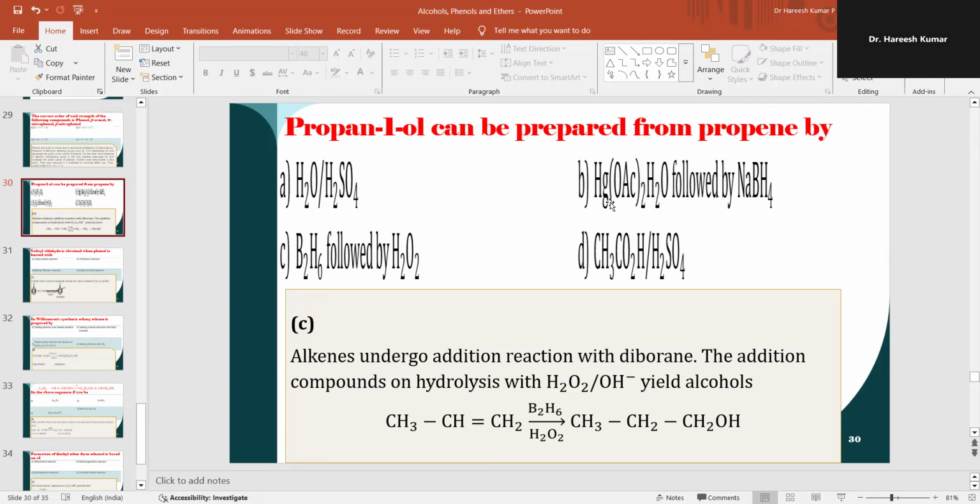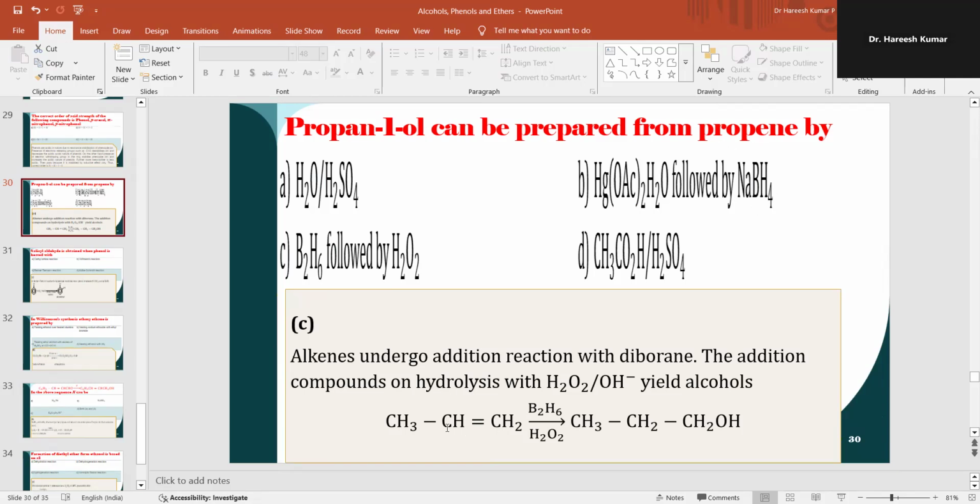Why? Because Hg will add to one carbon atom, and O-acetate will add to another carbon atom. So the Hg will be replaced with the OH when the oxymercurated compound is treated with sodium borohydride.